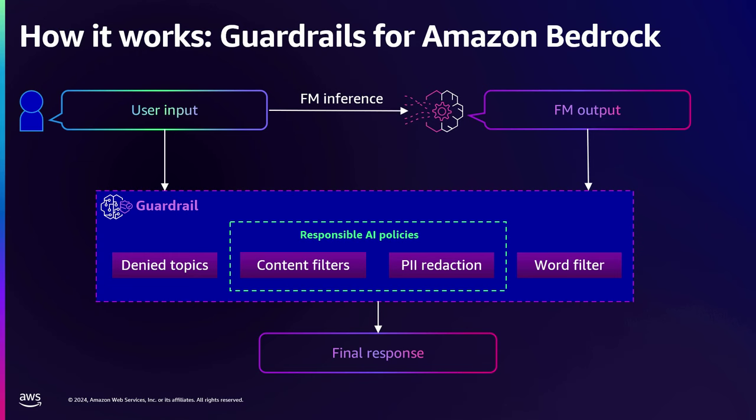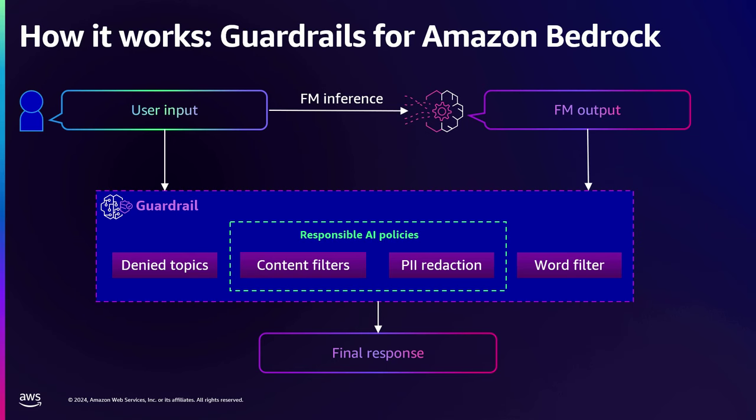Let's say the user input is good. They are asking for valid information. The prompt doesn't contain anything sexual, violent, or harmful. It's good, so it will pass through and go to the large language model for output.